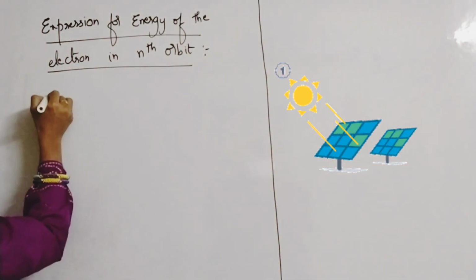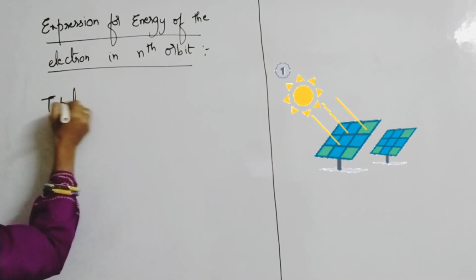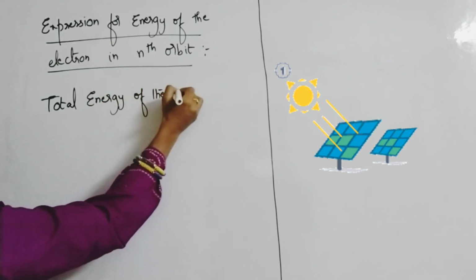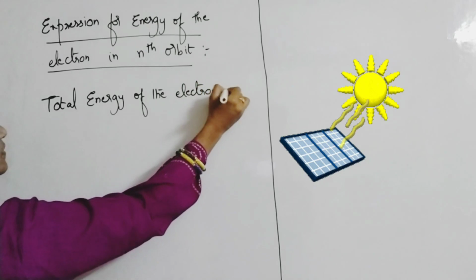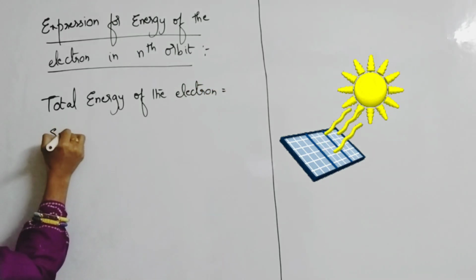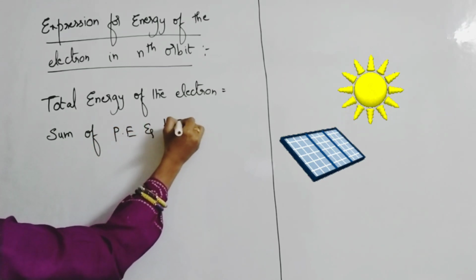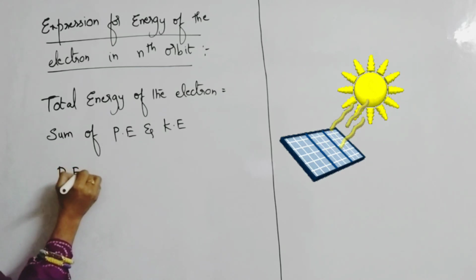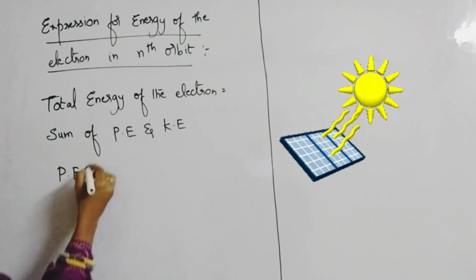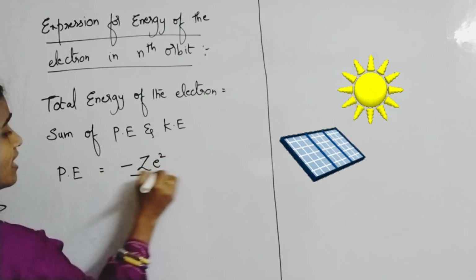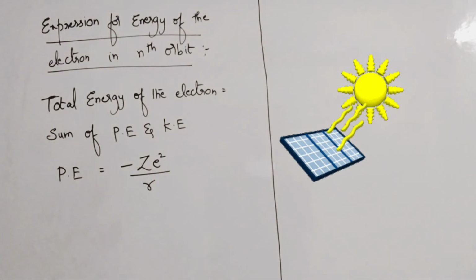So total energy of the electron is equal to the sum of Pe and Ke. Pe means potential energy, and its value is equal to what? Minus Ze square by R. Minus Ze square by R is the formula for the potential energy of the electron.